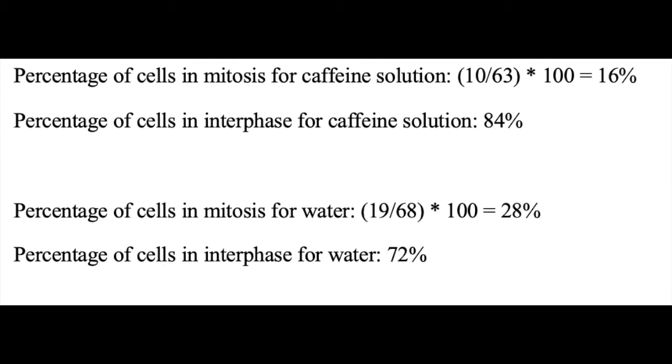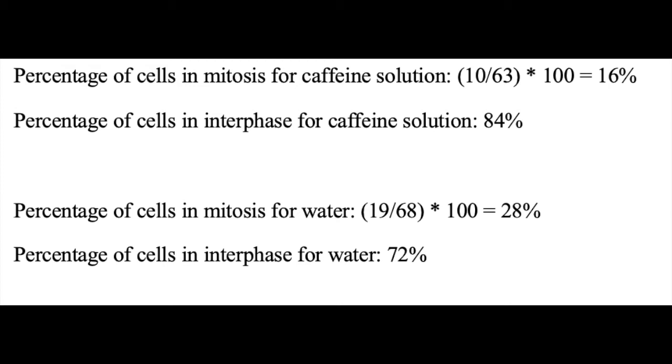From the observed data in table 6.2, the percentage of cells involved in mitosis and interphase were analyzed for the caffeine-treated roots. The percentage of cells in mitosis for the caffeine solution is 10 over 63 times 100, which is 16%. Why 10? If we look at the data table, we see 10 in mitosis, out of the total of 63 cells, so that's how we calculate the percentage of cells in mitosis.